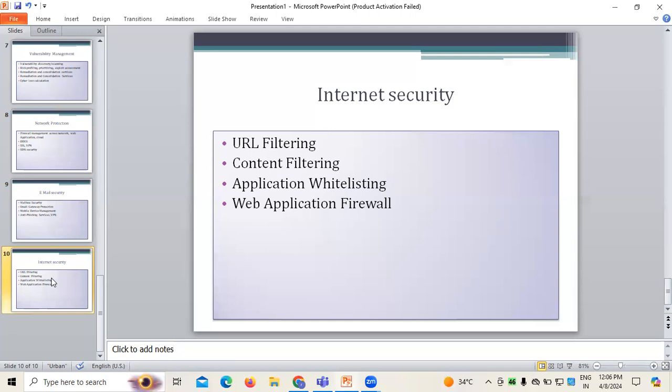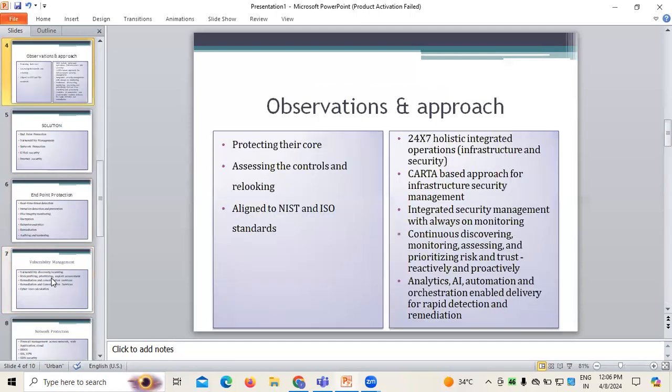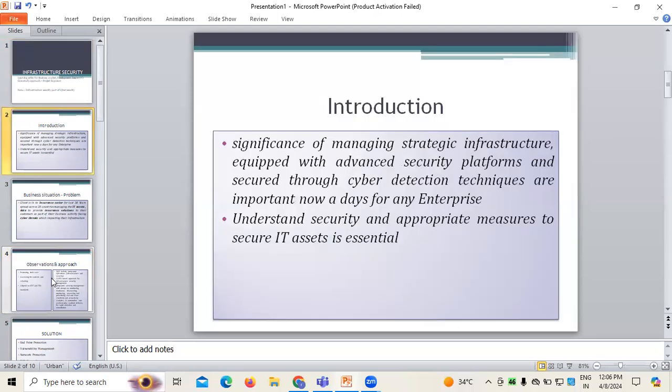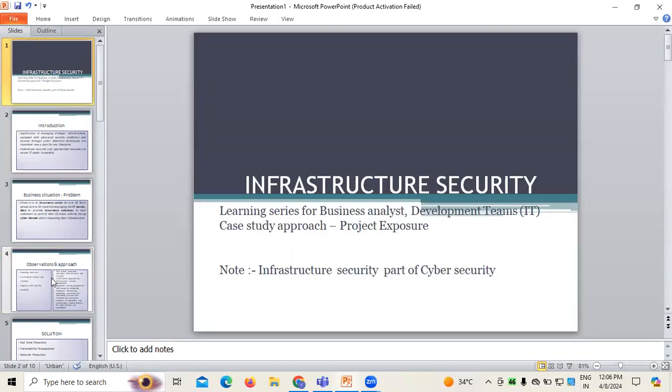So these are the solutions you are going to provide in context to infrastructure security as a part of cyber security, which a business analyst or any other development team member should understand in context to the cyber security part. So this is all about this video.